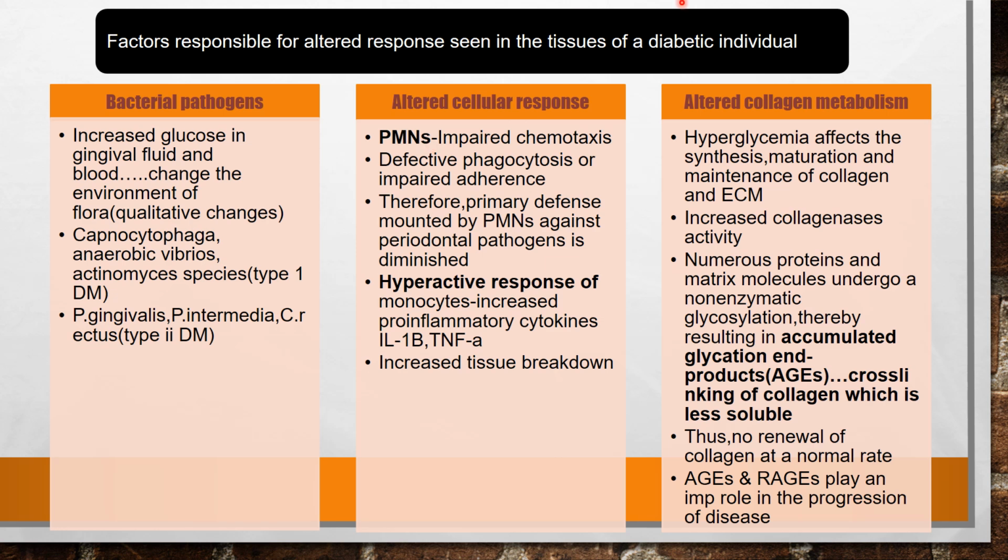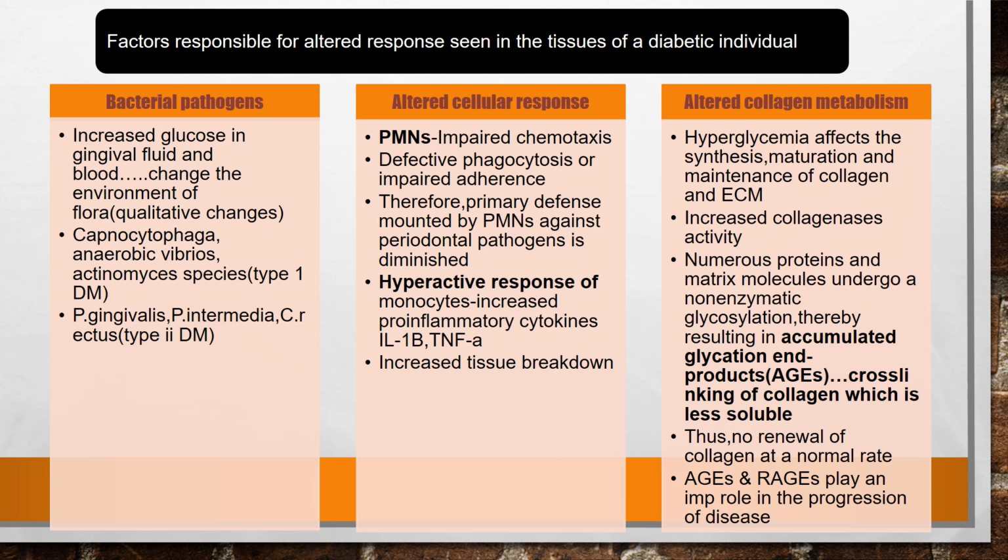So coming to the altered collagen metabolism. There will be alteration in collagen metabolism, both in synthesis and in breakdown. Hyperglycemia affects the synthesis, maturation and maintenance of collagen and extracellular matrices. There will be increased collagenase activity, so the destruction of collagen will be more, and some of the proteins and matrix molecules in the structure will undergo non-enzymatic glycosylation. This leads to accumulated glycation end products. So there will not be enzymatic glycosylation; they will undergo non-enzymatic glycosylation, and there will be formation of AGEs.